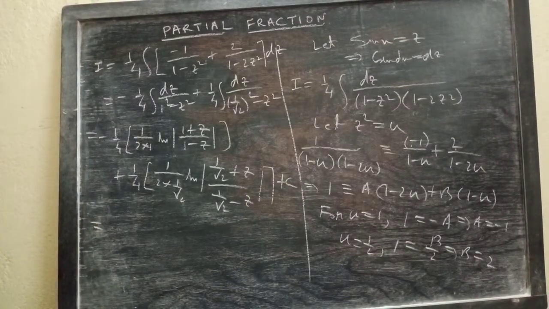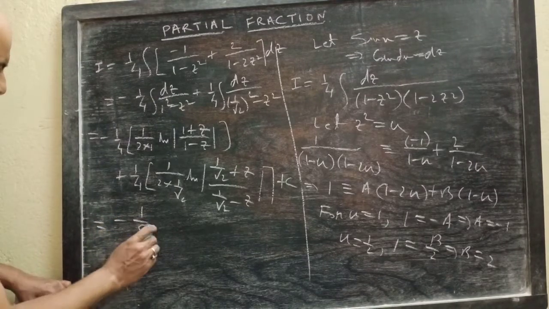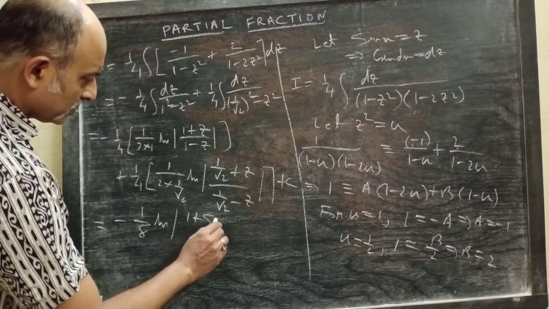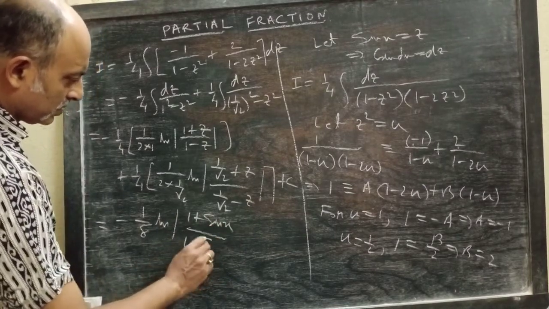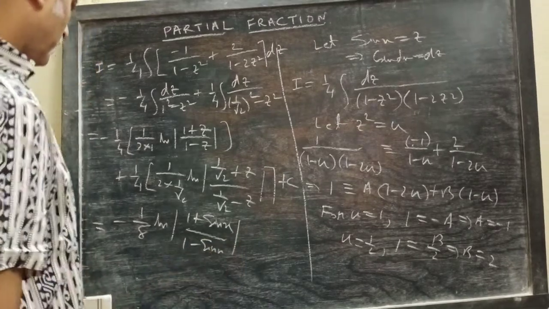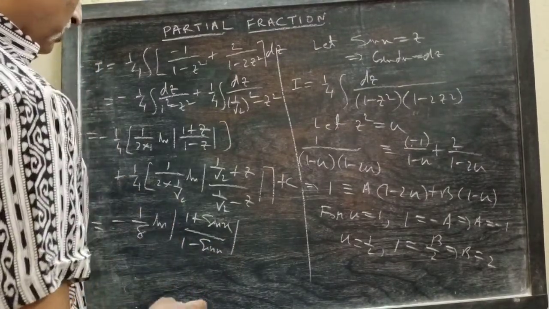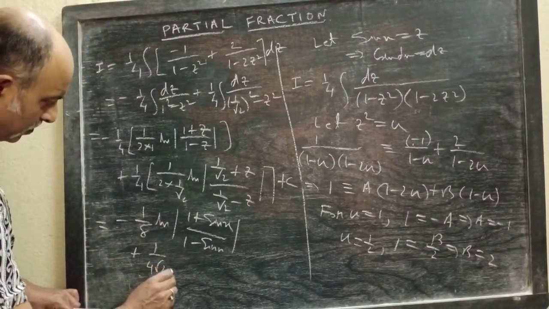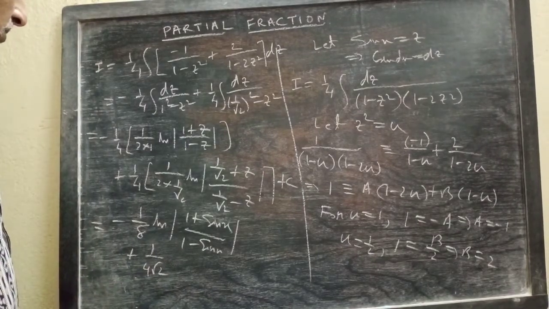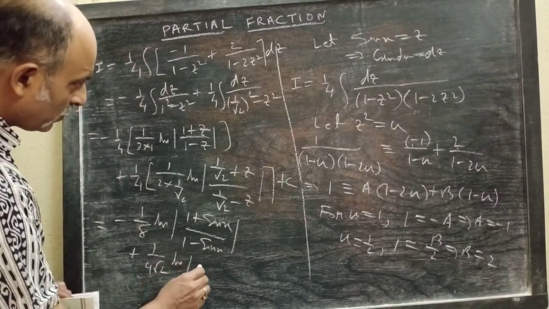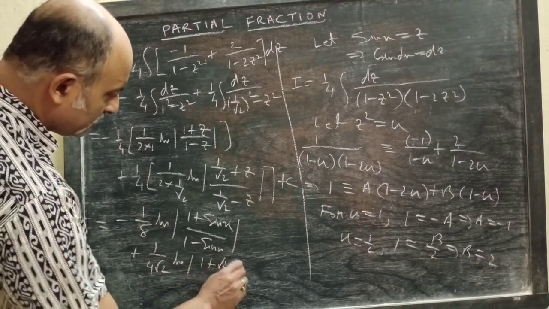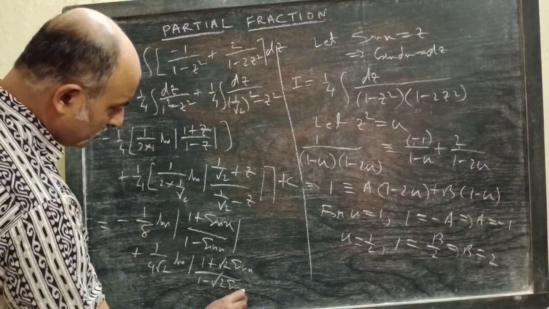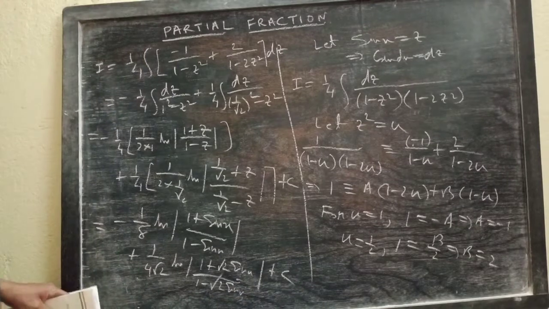Now this will be minus 1 by 8 ln of mod of 1 plus z by 1 minus z, where z was sin x, plus 1 by 4 root 2 ln of mod of 1 plus root 2 z, that is root 2 sin x, by 1 minus root 2 sin x, plus c. This was our answer.